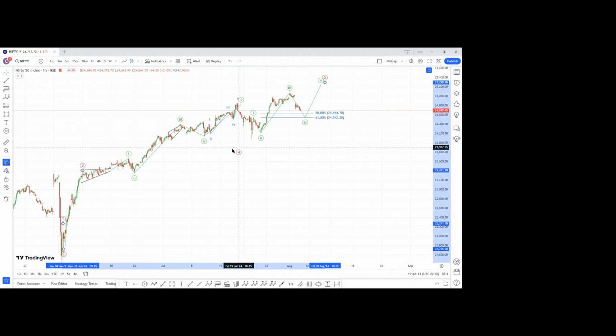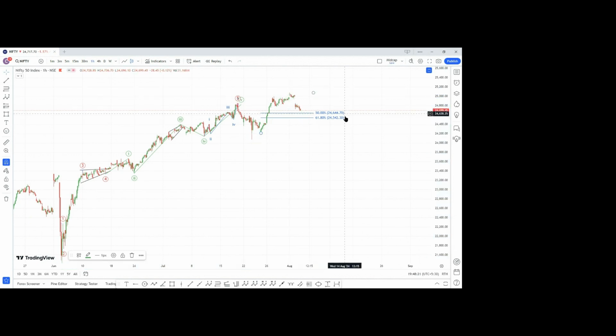My initial view is somewhat like this. I'm not considering this a 5 wave impulse. But if the market takes a pause at 24,542 and starts reversing tomorrow or by Tuesday, then we'll consider this an impulse, and we switch to the alternate view. As of now, I'm sticking to the initial view where this is A, this is B, and this will be C. So in the case of C, how much can we go down?